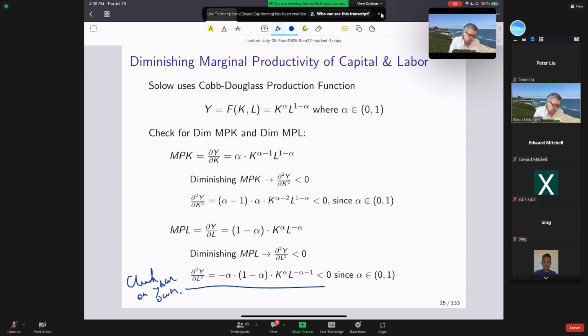In the privacy of your own home later tonight, or on the recitation problem set, make sure you can show that this is the second derivative of the production function with respect to L. The partial derivative with respect to L is negative. Alrighty. So this function satisfies the second criteria that Solow has: constant returns to scale and diminishing marginal productivity of both factors, because we think that's normal. Okay.